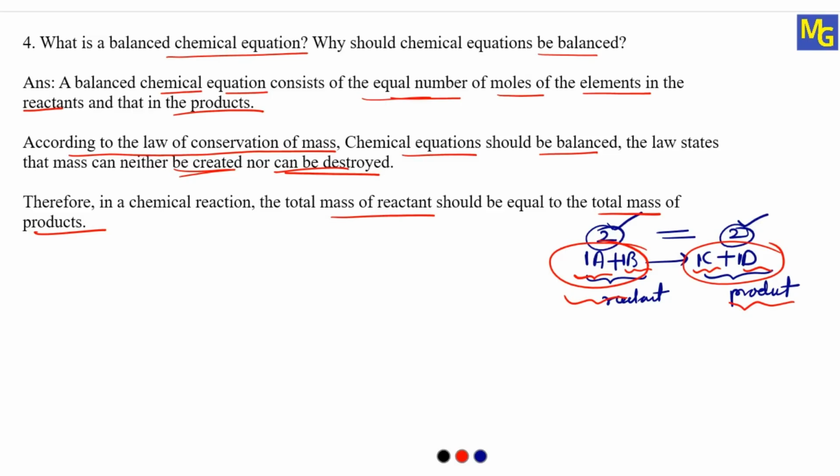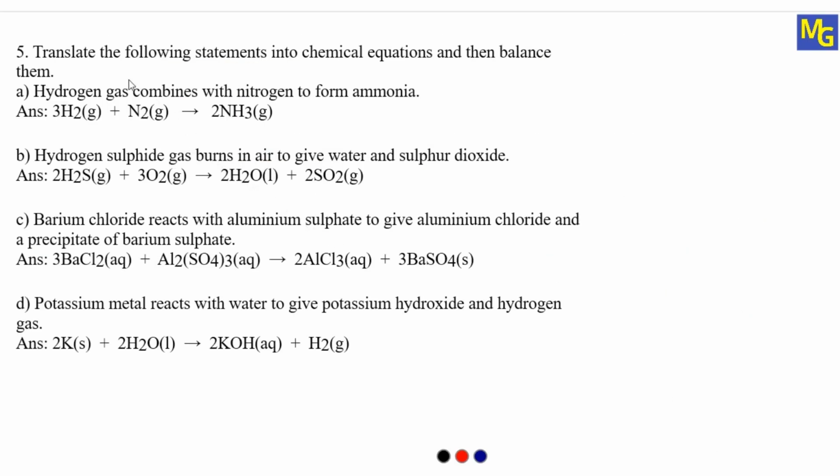Now we will move to the next. Question number 5. Translate the following statements into chemical reactions and then balance them. Here they have given some statements: A, B, C and D. These statements we have to convert into chemical equations by using their formulas, and once we convert, then we have to balance it. The number of atoms on the left hand side and the right hand side should be equal. That we have to do.